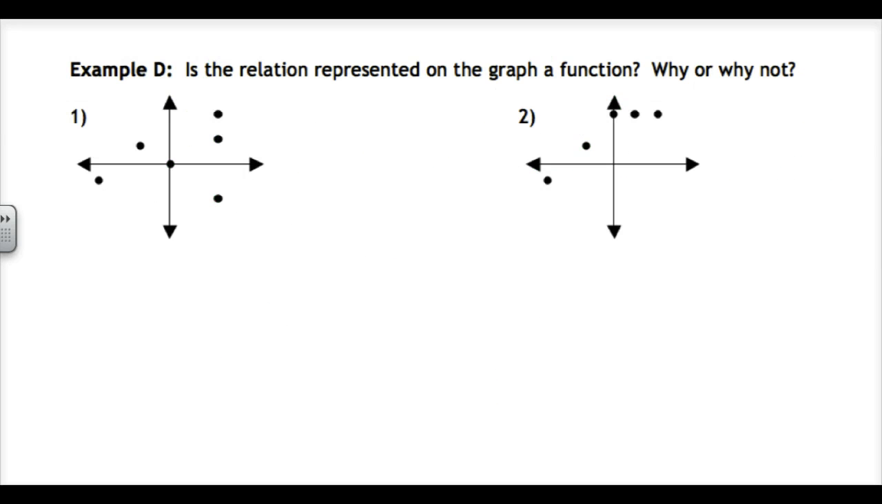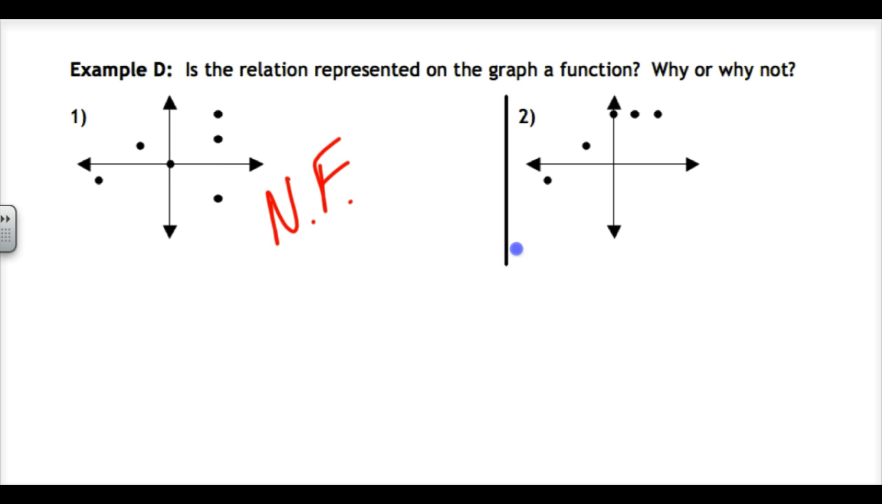All right, so is the relation represented a graph of a function? We're going to do the vertical line test. We'll pass it through. We see it hits 1 point, 1 point, 1 point, and 3 points. So it's clearly not a function. It's too many points at one time.